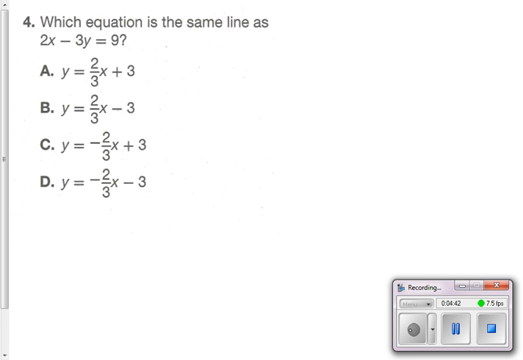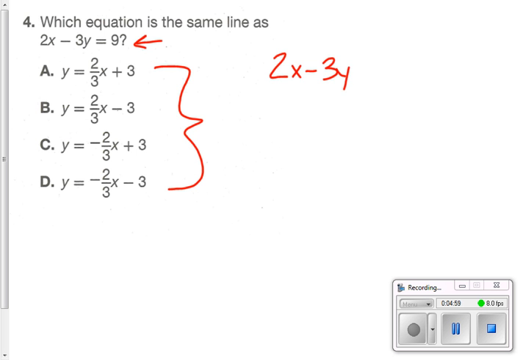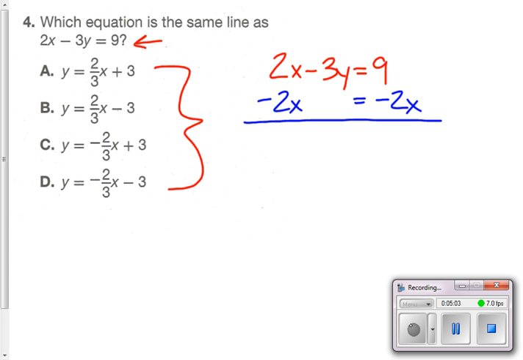Example 4 says which equation is the same line as 2x minus 3y equals 9. They give it to us in standard form, and if you look, all of these equations are in slope-intercept form, so we need to simply convert from standard form to slope-intercept form. We need to get y by itself. First step in getting y alone, we're going to subtract 2x. We'll drop things down. We have negative 2x, and that's a positive 9. Last step here to get y alone is to divide each side by negative 3.